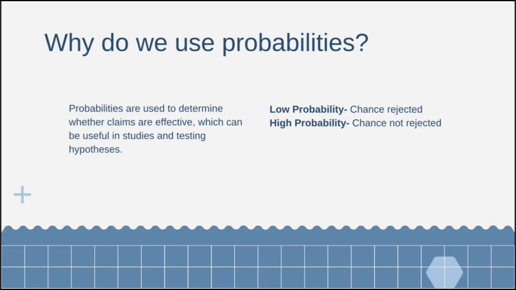Probabilities are used to determine whether or not claims are effective, which can be used, for example, in a medical study or trying to prove a hypothesis. When there's a low probability, chance is rejected, and when there's a high probability, chance is not rejected. This is because we need to be able to attribute results to a claim rather than random chance.